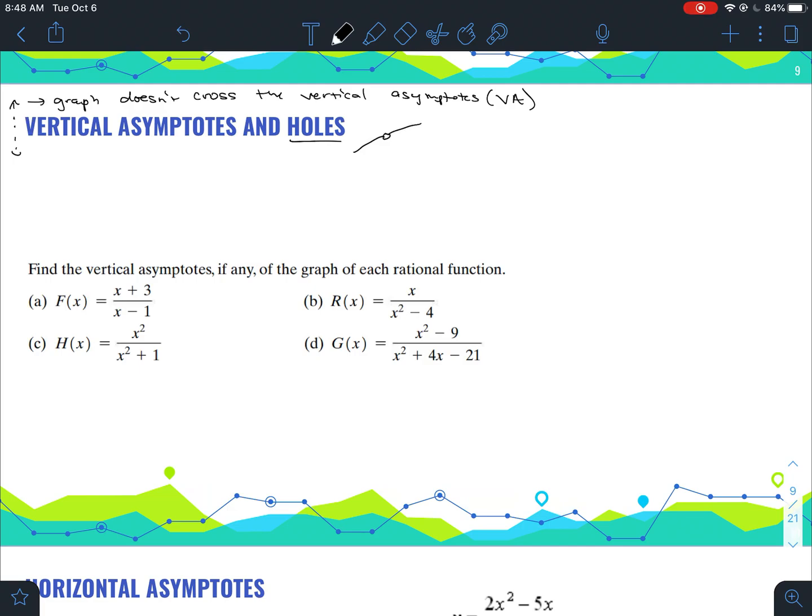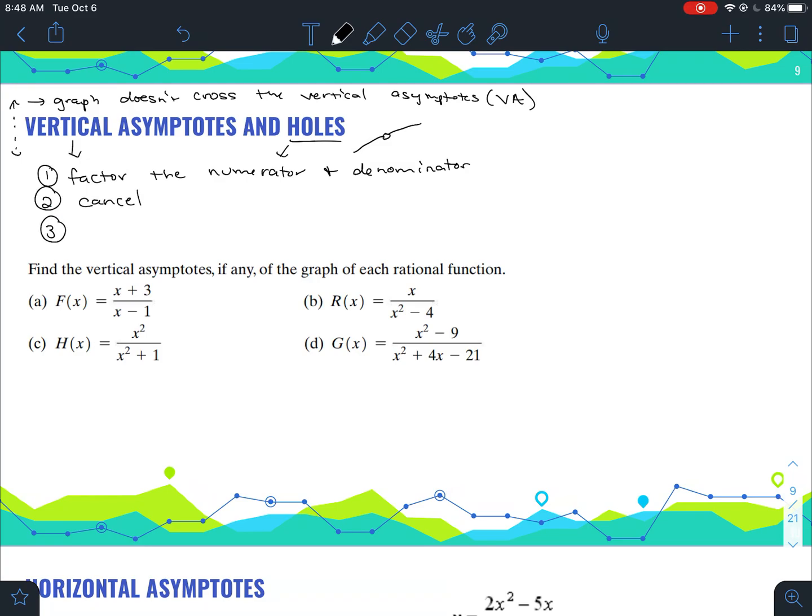And then the holes, remember we talked about briefly, it's a break in the graph. So the graph was going, and then all of a sudden it doesn't exist at a point, but then it keeps going like it did. So to find vertical asymptotes and holes, your first step is you are going to factor the numerator and denominator of your rational expression.